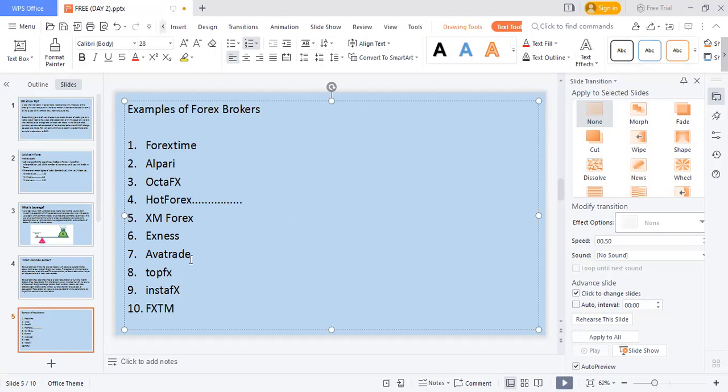The ones I've worked with, and that my students have worked with, are Octa FX, Hot Forex, XM Forex, XNES, and Avatrade. Yes, my students have worked with Avatrade. Avatrade is wonderful. They have worked with Top FX. In fact, I have a student, a lady, that worked with Top FX and XNES. Some of my students also worked with Insta FX. Sorry, FXTM.